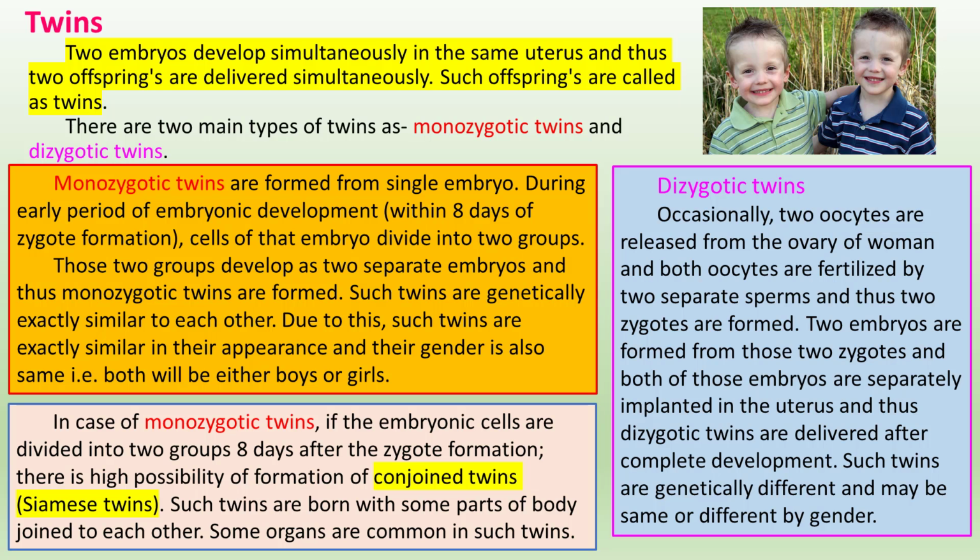Twins. Two embryos develop simultaneously in the same uterus and thus two offsprings are delivered simultaneously. Such offsprings are called twins. Many couples have twins. There are two main types of twins: monozygotic twins and dizygotic twins.